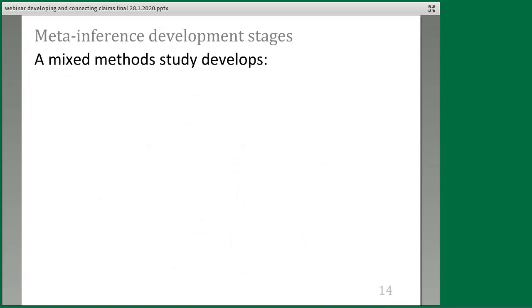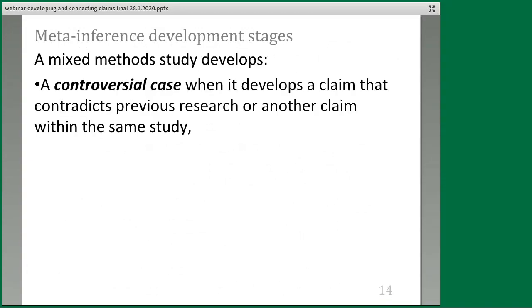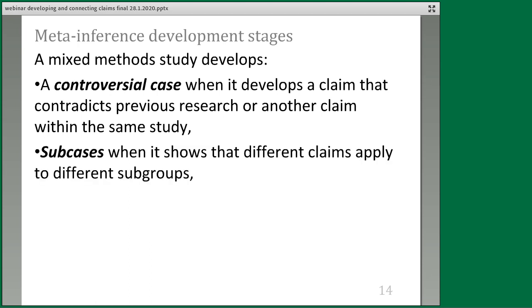Okay, so as I said in my introduction, I assume that this case development has three stages. A mixed method study can develop a controversial case when it develops a claim that contradicts previous research or another claim within the same study.